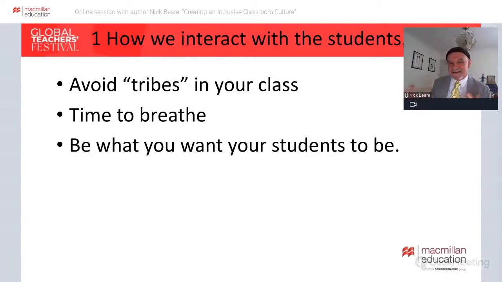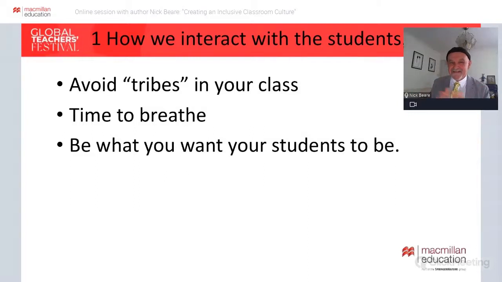Time to breathe. A lot of the time we're not letting our students or ourselves breathe properly. And this is something we really need to look at. That's a great way of getting the right kind of atmosphere in the class, an atmosphere that's calm but fun as well. And a lot of that is to do with breathing. We'll talk about that in a minute.